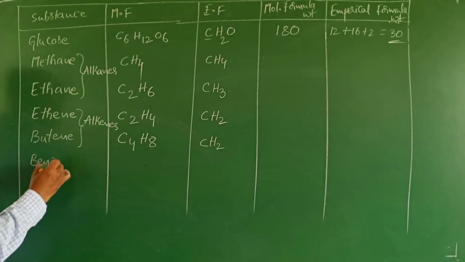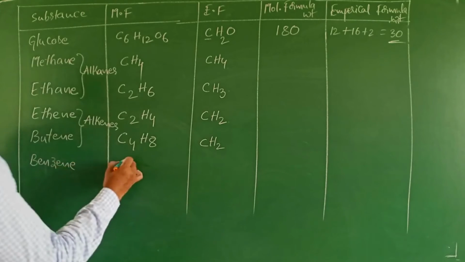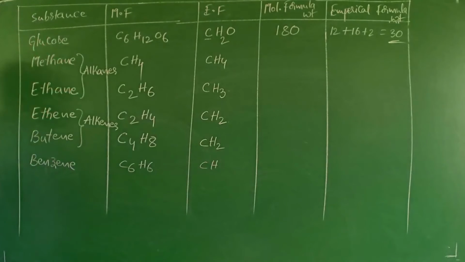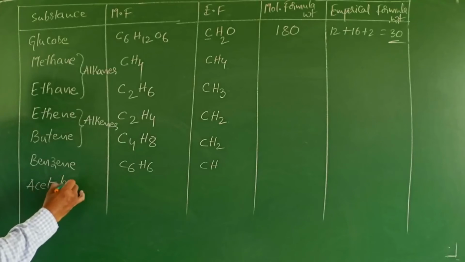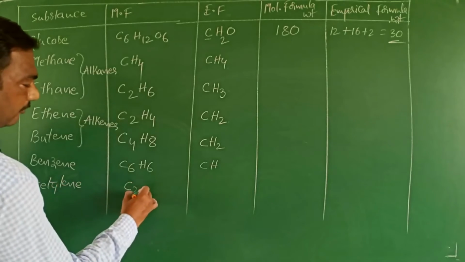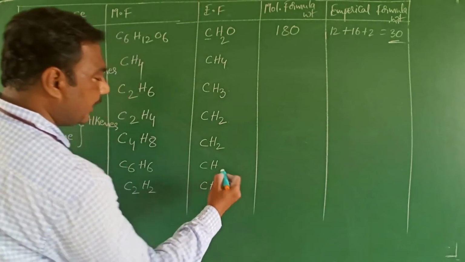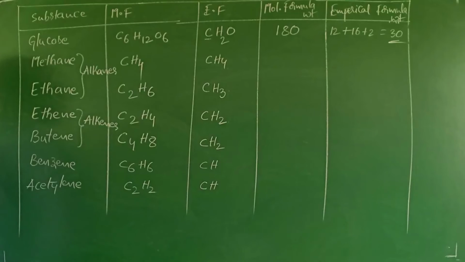Now come to the next one. It is benzene, C6H6. We have written that it will be CH. Next, come to acetylene. What is the molecular formula? C2H2. And here CH is the empirical formula. Simplest whole number ratio of all the atoms present. Now come to the next one. It is sulfuric acid.